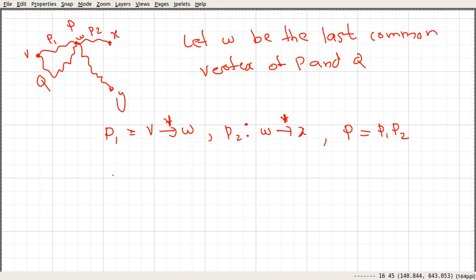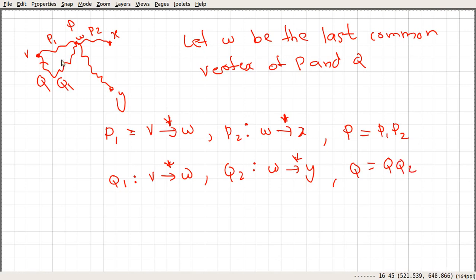Similarly, you can also divide Q into two subpaths Q1 and Q2. Let Q1 be from P to W, this portion, and Q2 from W to Y. You can easily see that Q is nothing but Q1 Q2. So this portion is P1, this portion is P2, this is Q1, and this is Q2.